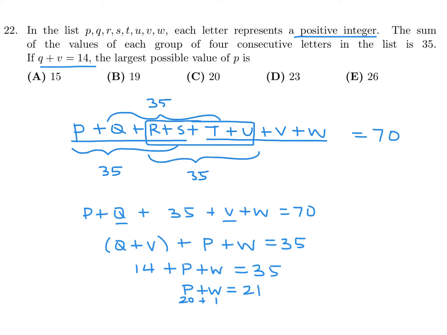P can't be larger than 20, because W has to be a positive integer. W can't be 0 or negative, so the smallest we can make W is 1. And when we make that a 1, P becomes 20. So I think that's pretty much all there is. So C is the answer.